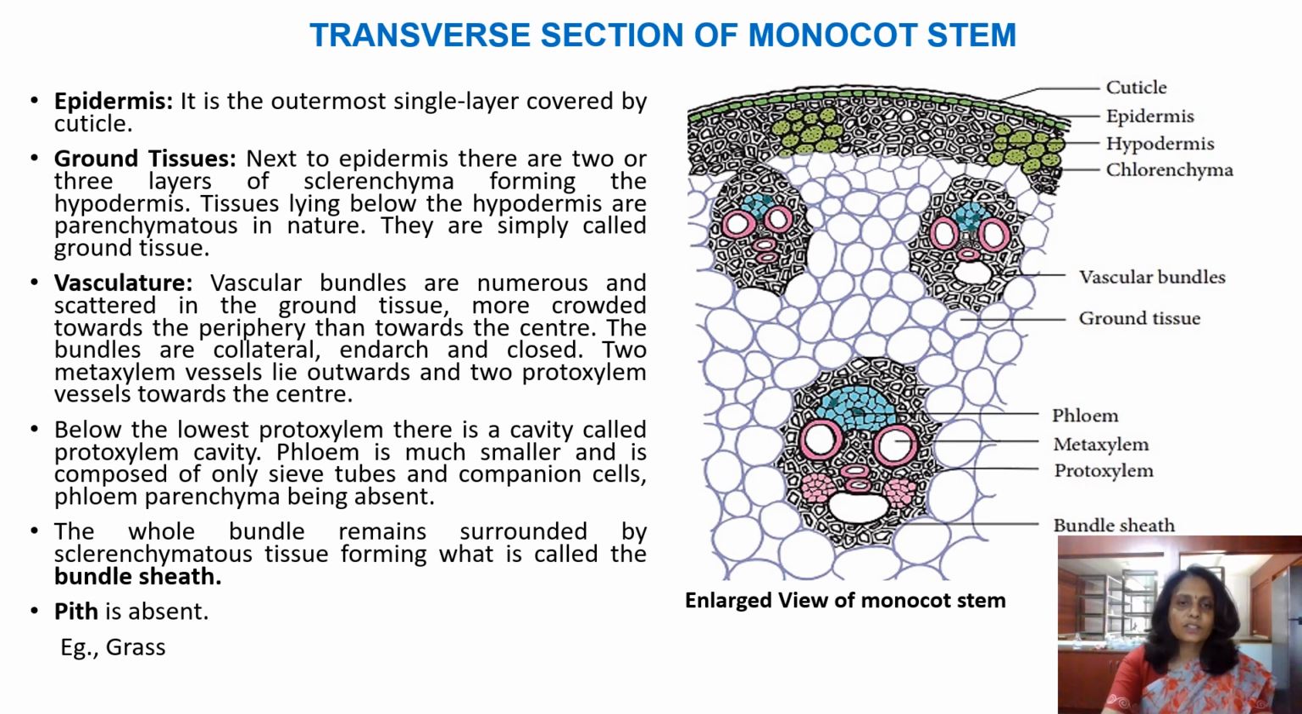The metaxylem vessels usually are large, while the protoxylem cells are small. The protoxylem cells may show the presence of a small cavity in the center. Outer to the xylem is seen the phloem. The entire vascular bundle is surrounded by a sclerenchymatous tissue which forms the bundle sheath. The monocot stem does not show the presence of the pith.